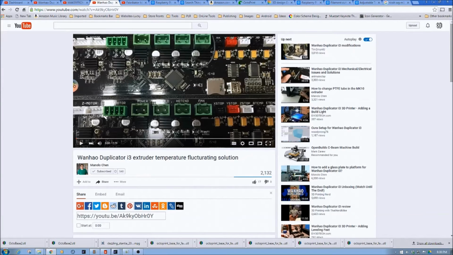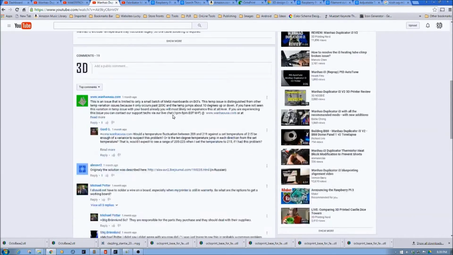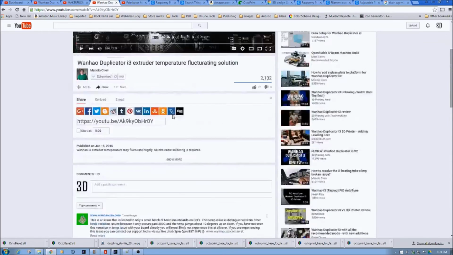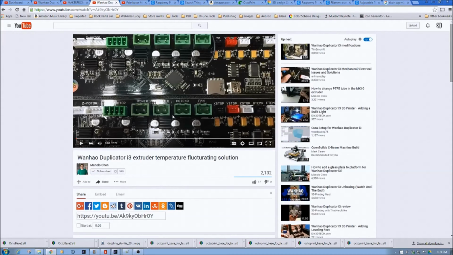So anyways, hopefully this helped. If you're having this problem with your Wanhao, here's a fix for it. You will have to get the soldering iron out. I noticed some people in the comments below are complaining that since this is under warranty, they should fix it, blah, blah, blah. But pretty much it seems like the old adage, you bought it from China, holds and you get what you pay for.